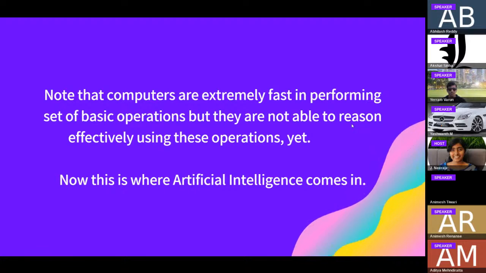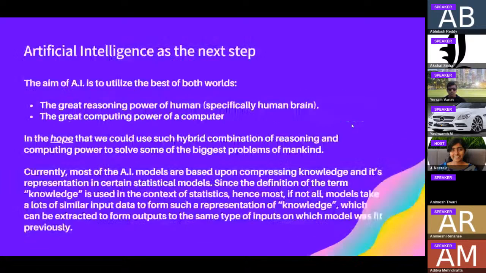This is where AI comes in and tries to solve this problem by taking the best of both worlds. If you can move to the next slide, what AI hopes to do is combine the reasoning power of humans, especially our brain, with the computing power of a computer. We can reason very well, but we cannot do it fast enough. We cannot divide 2 trillion numbers in a second, or 1 billion integers in 1 second. But a computer can. But a computer cannot reason just like we do. What if we combine both of these powers?